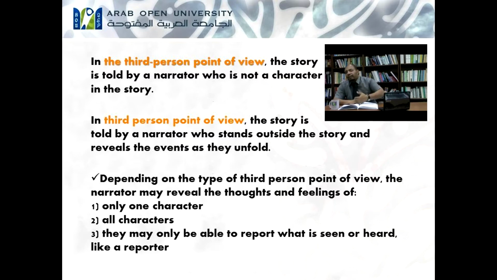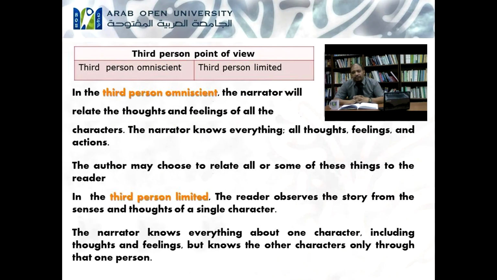He's not part of the narrative. The narrator in the third person point of view is not one of the characters, okay? So you have two kinds of third person point of view. You can have the omniscient third person narrative or point of view, and you can have the limited omniscient third person point of view or narrative.